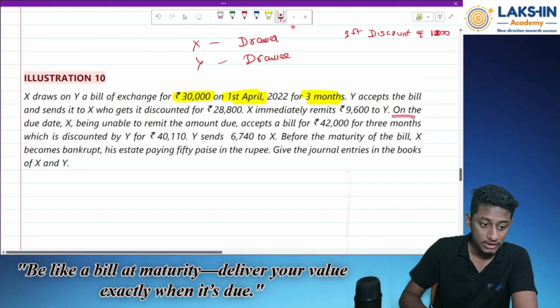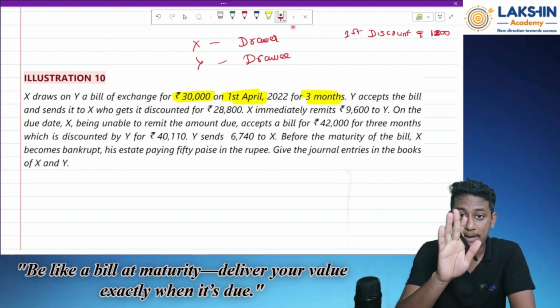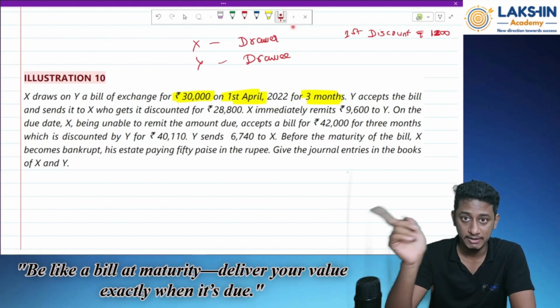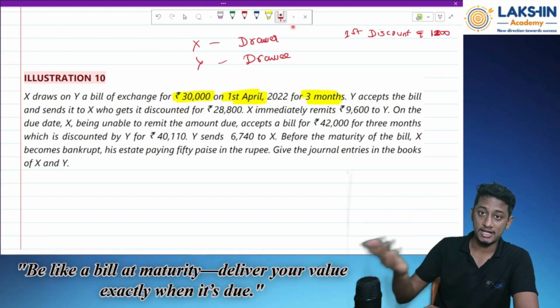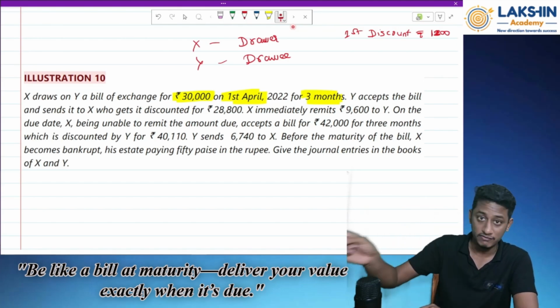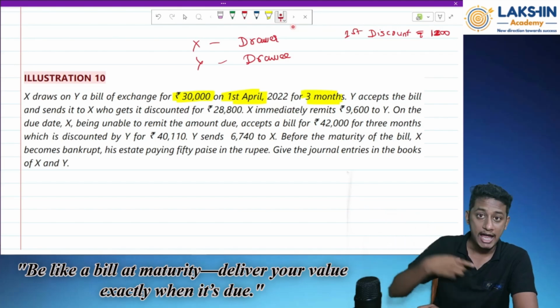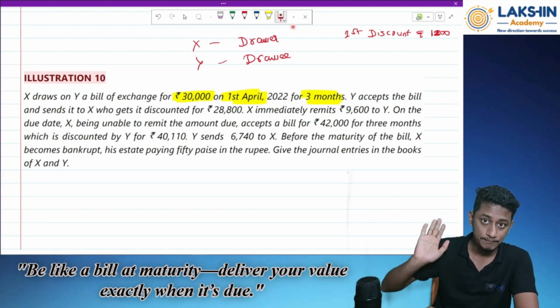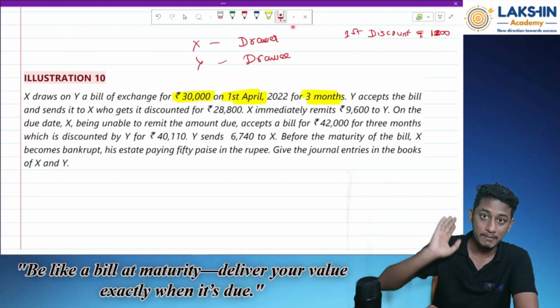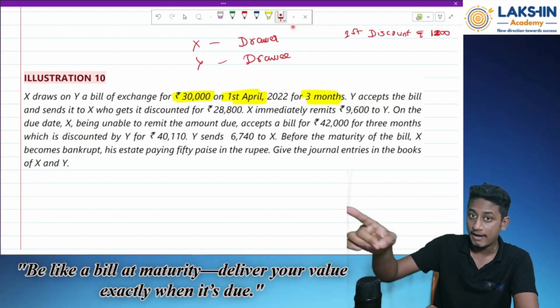Then on the due date, what has happened? X being unable to remit the amount due. See, now bank will approach whom for the payment? Mr. Y, right? Bank will approach Mr. Y for the payment. Now, because it was an accommodation transaction, X is supposed to give back his share to Y. Because Y is supposed to make the payment, right? X has kept some money, and has given some money to Y. Now X should give his share of money back to Y, so that Y can make the payment on time, on the due date of the bill.